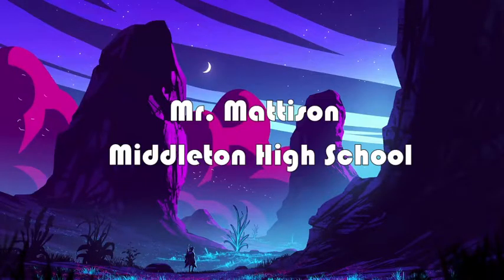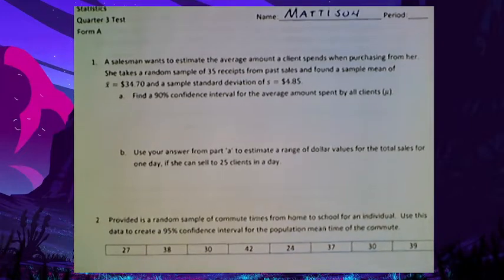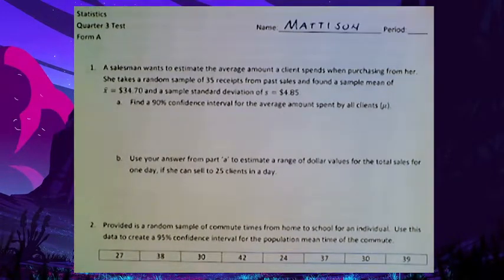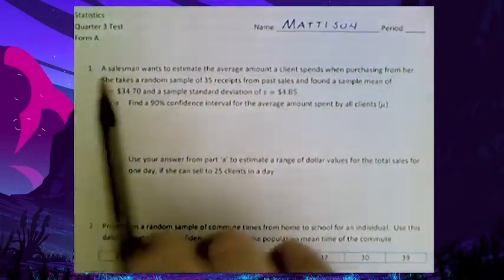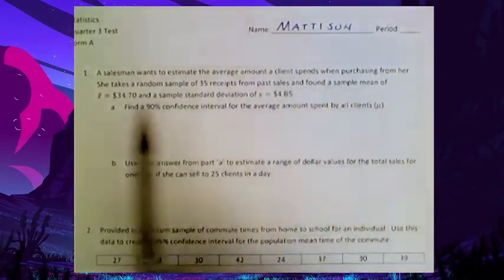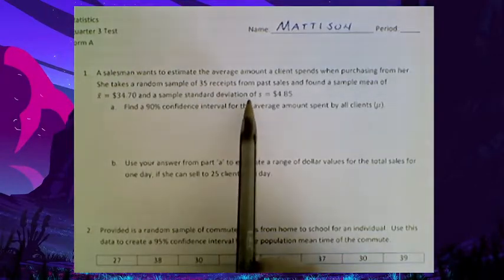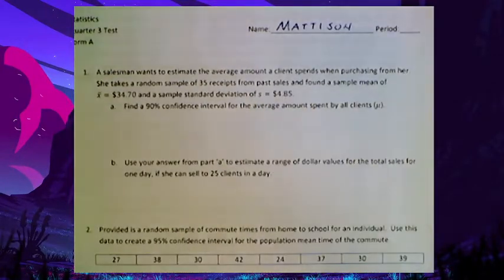Right, this is our test walkthrough for our Q3 test for statistics. So to start off, our first question, we read through it and we know that we have a random sample of 35, and we have a mean or an x-bar of 34.7 and a sample standard deviation or S of $4.85. So we're looking for a confidence interval.